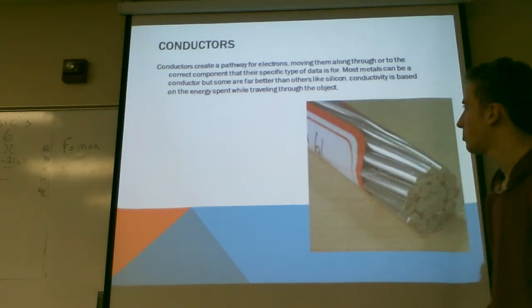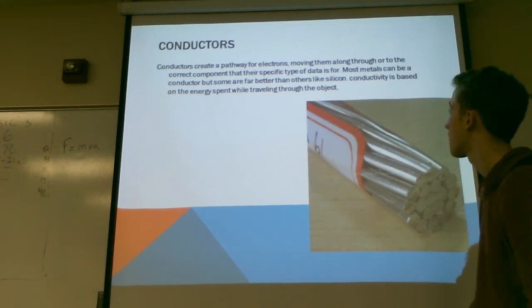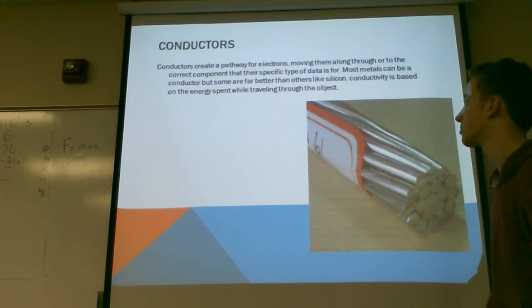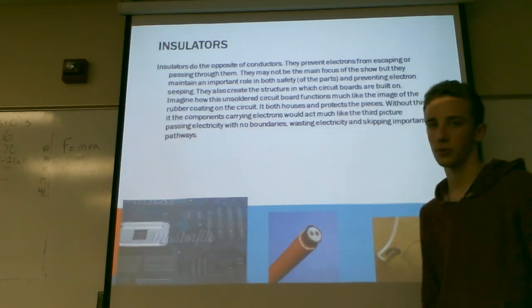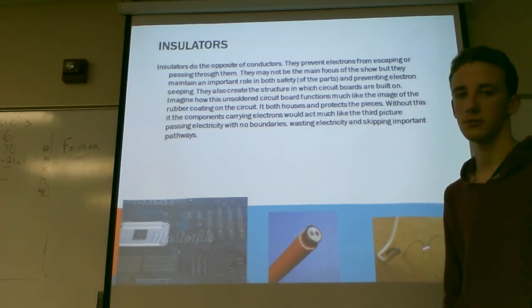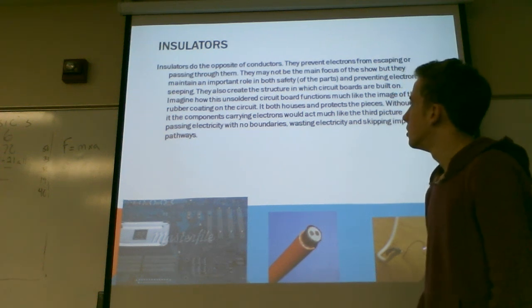Conductors. Conductors create a pathway for electrons, moving them along to the correct component that their specific type of data is for. Most metals can be used as conductors, but some are far better than others, like silicon. Conductivity is based on the energy spent while traveling through the object. It's pretty simple.